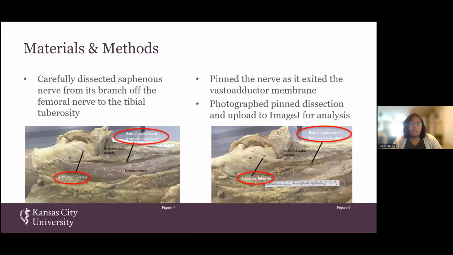In the images below, you can see an example of our dissections, one with the sartorius muscle overlaying the nerve and the other where the sartorius muscle is reflected. These orange arrows are just pointing out the saphenous nerve after it's exiting the vastoadductor membrane and continuing down. Following the dissection, we took pictures with a scale marker and uploaded them onto ImageJ, where we recorded distances between the 2 points in centimeters.